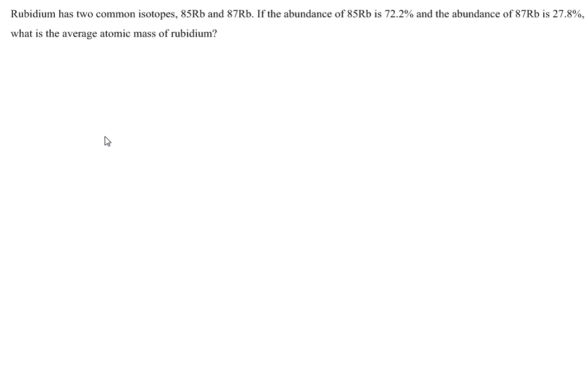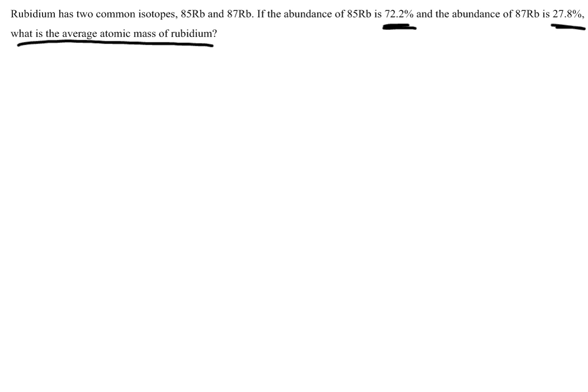Okay, so rubidium has 2 common isotopes. It has rubidium-85 and rubidium-87. The abundance of rubidium-85 is 72.2, and the abundance of rubidium-87 is 27.8. Now, just looking at that information, I can predict in my head that my final average atomic mass, which is what I'm looking for, is probably going to be closer to rubidium-85, because this is in higher abundance than this one. That average atomic mass is going to be closer to 85 than to 87.